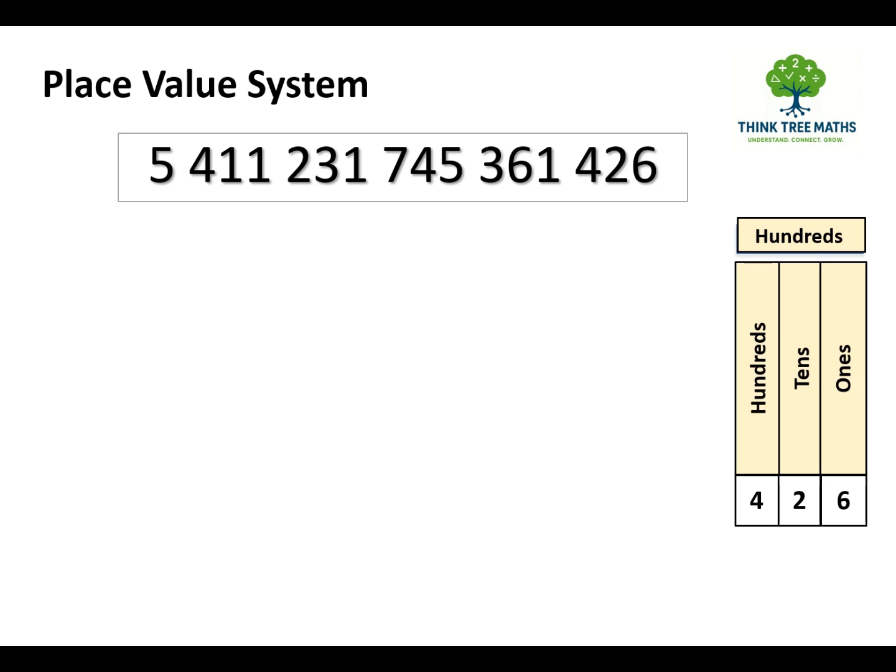The first period on the extreme right comprises the digits 4, 2, 6, that is 6 ones, 2 tens, and 4 hundreds. Collectively, this period is called hundreds, and the number is simple to read, it's 426.